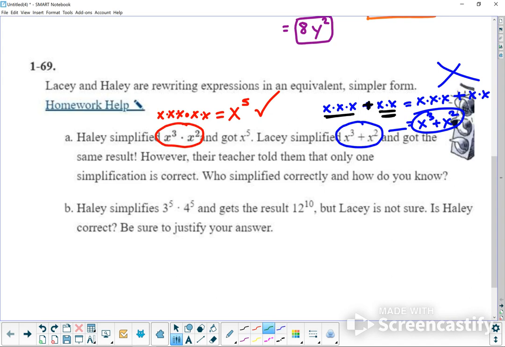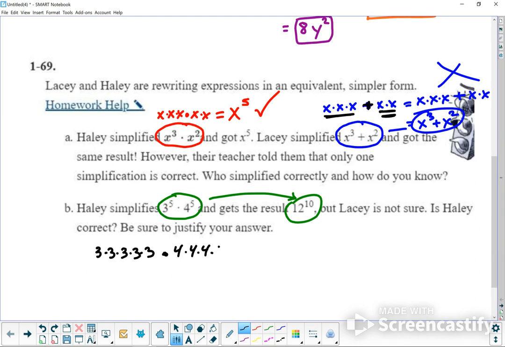Second part. Haley simplifies 3 to the fifth times 4 to the fifth and got the result 12 to the 10th. But Lacey is not sure. So is Haley correct? Be sure to justify your answer. Well, we can work that out. 3 to the fifth is 3, 3, 3, 3, 3, and 4 to the fifth is 4, 4, 4, 4, 4.